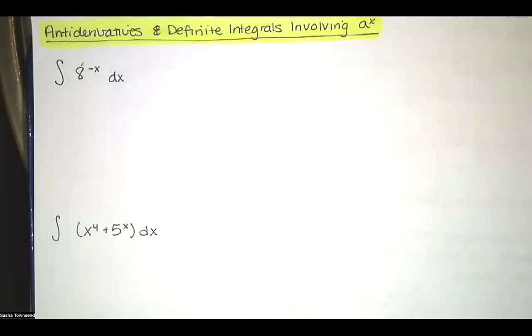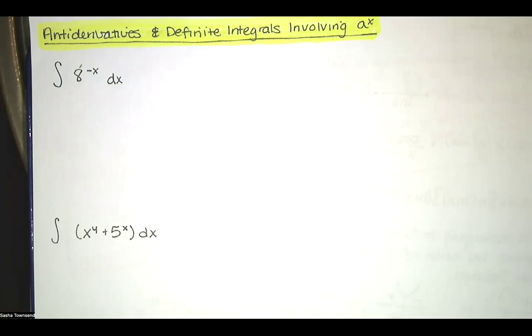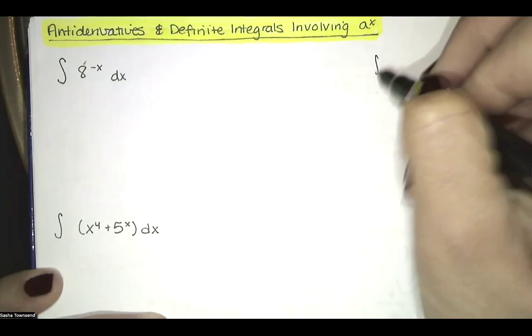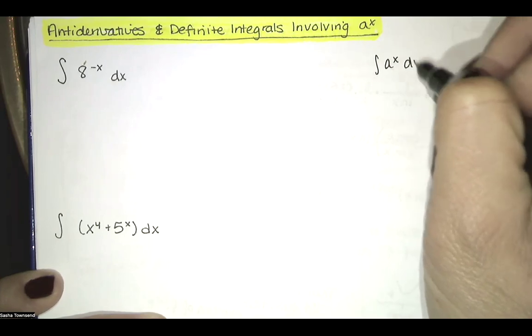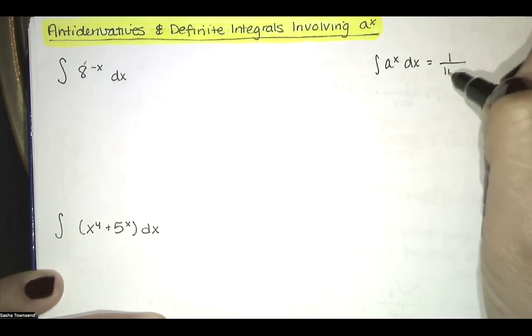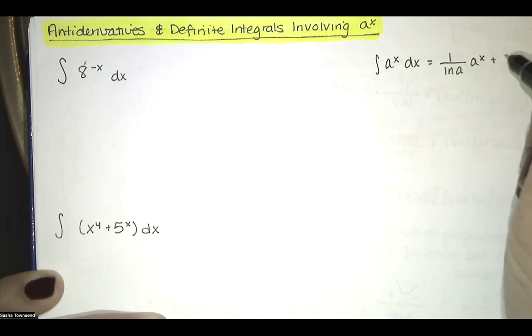In this video, we work some antiderivative problems and evaluate some definite integrals involving a to the x. And we've got one new rule, really. The antiderivative of a to the x with respect to x is 1 divided by natural log of a times a to the x plus c.